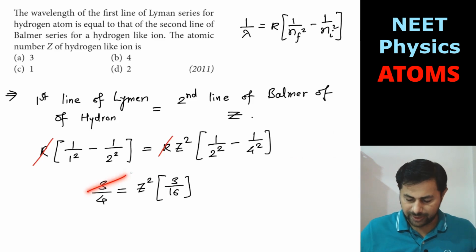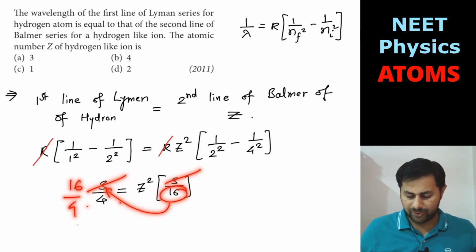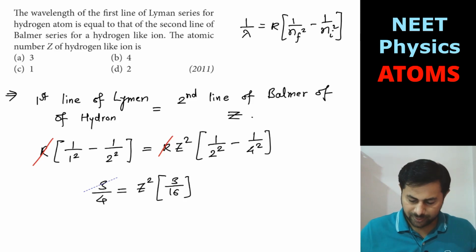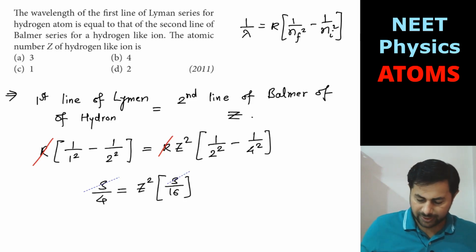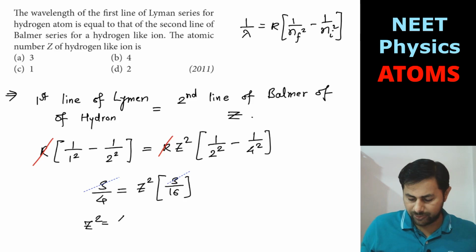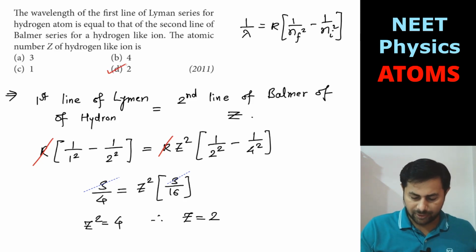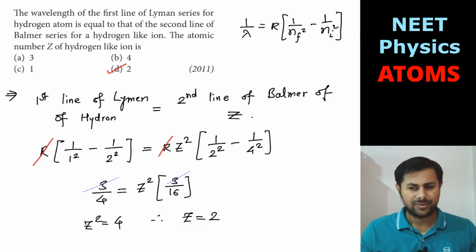So again 3 gets cancelled out, and we can take this 16 on this side. 16 by 4 gives us 4. So from that we get Z square is equal to 4, and therefore Z is equal to 2, right? So it is option D. Okay, this is clear.